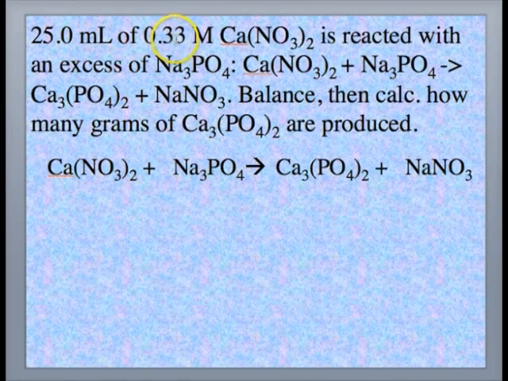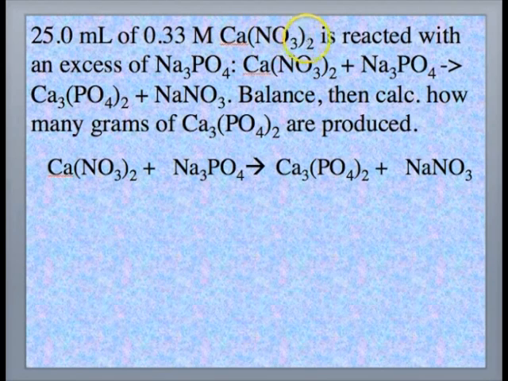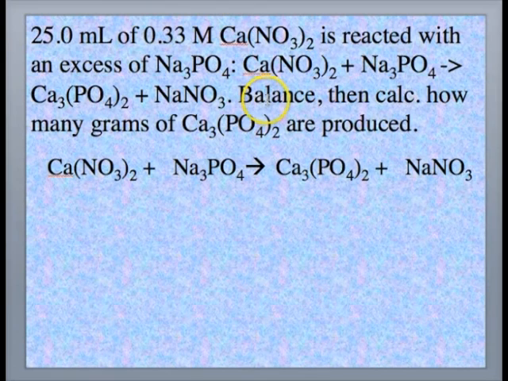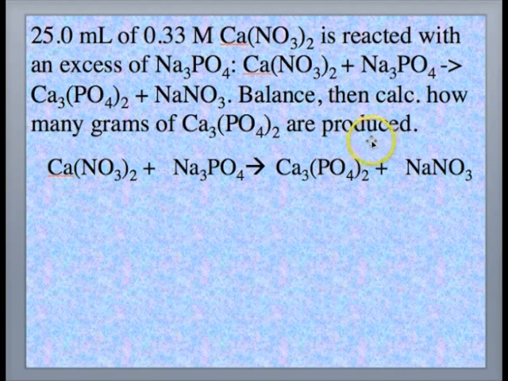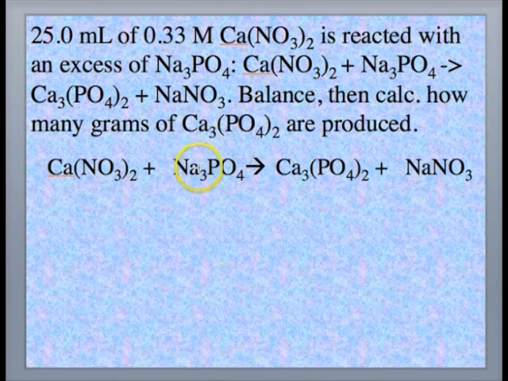25 milliliters of 0.33 molar calcium nitrate is reacted with an excess of sodium phosphate. So here's the equation. Balance, then calculate how many grams of calcium phosphate are produced. Well, our first job is going to be to balance this equation here. So let's go ahead and do that right now.